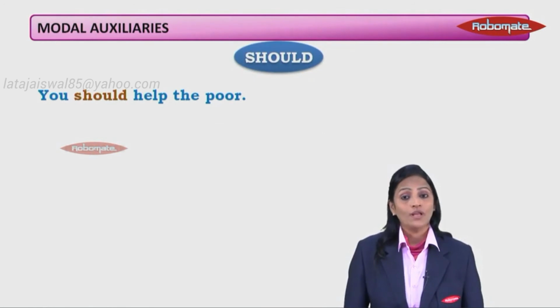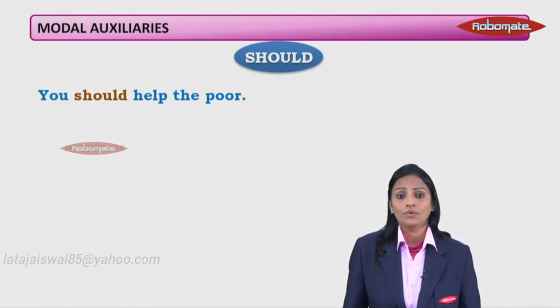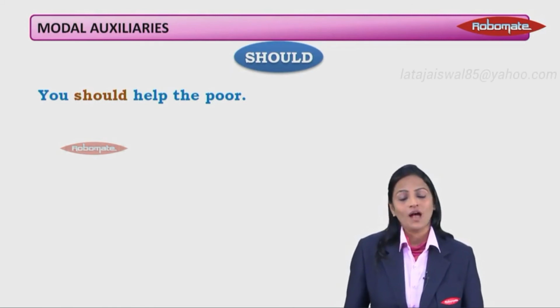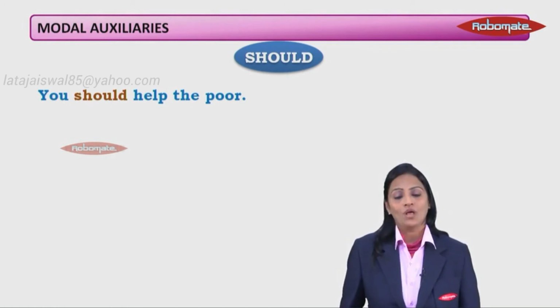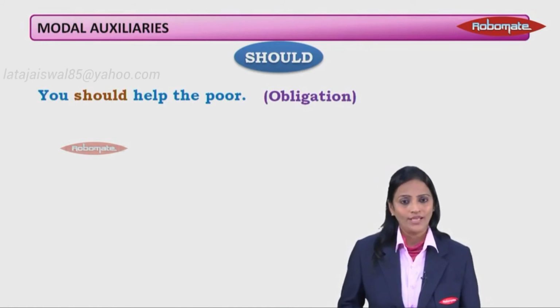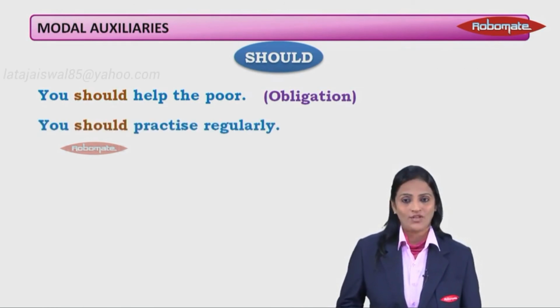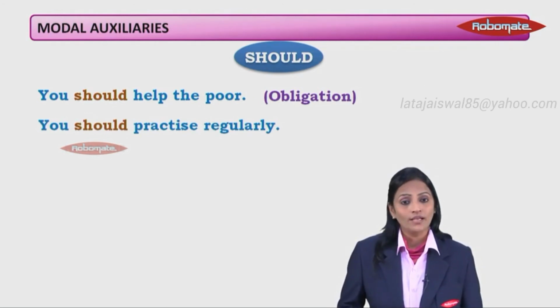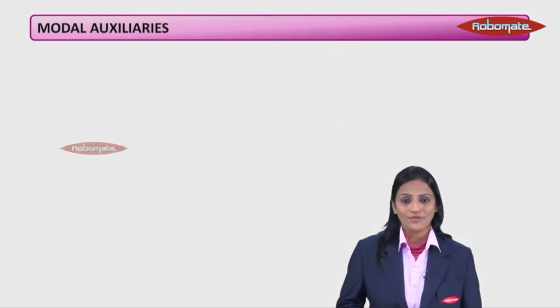Should. You should help the poor. Now in this case, students, suppose we don't help the poor. It's not that we would be punished by someone. It's just our moral responsibility, something that we should feel we must do. So it is called an obligation or a moral obligation. And here you should help the poor. Therefore, this modal auxiliary should expresses obligation. But if you look at the same word in this sentence, you should practice regularly. Surely, this is suggestion. It is not obligation.